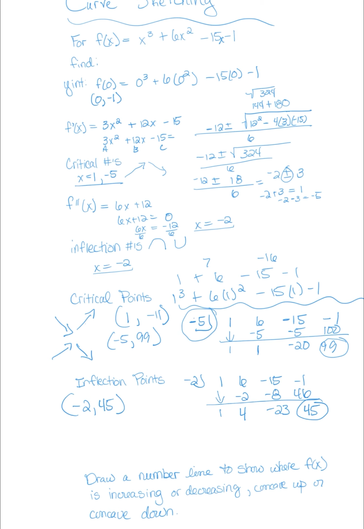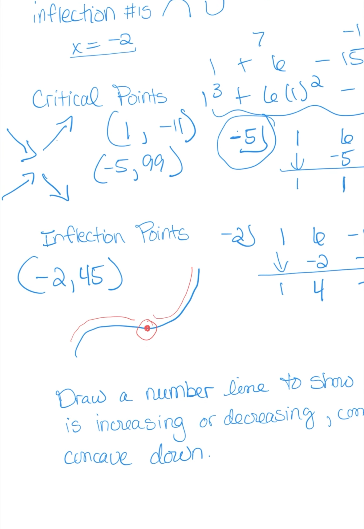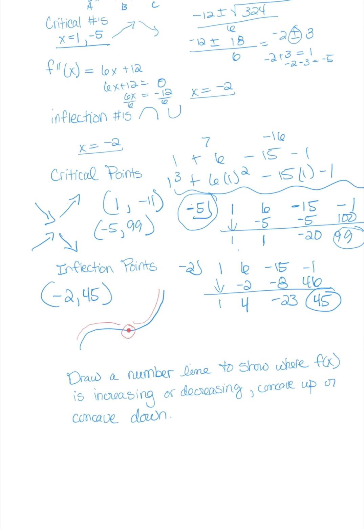And our inflection point is where we're going to have a change in concavity. So if we look really close right here, something happens right about here. And we go from frowning to smiling. This is that inflection point. So now we don't know if it's going to be going from frowning to smiling or from smiling to frowning yet, but we do know that we're going to have this change in curvature of our graph.